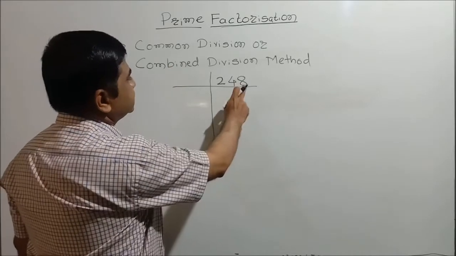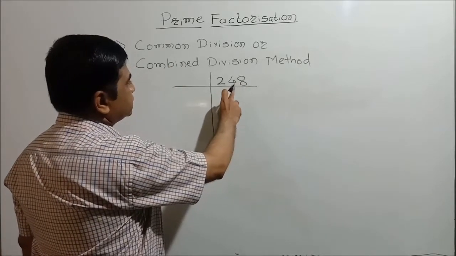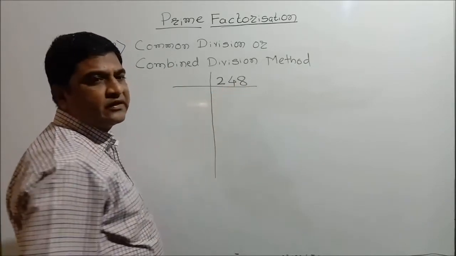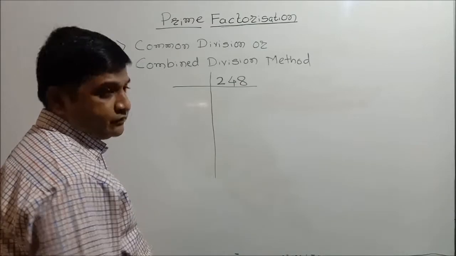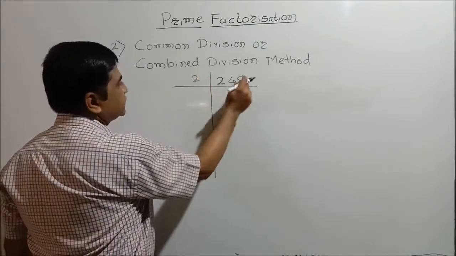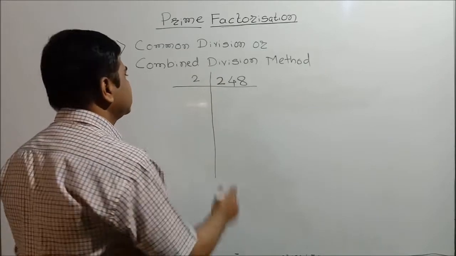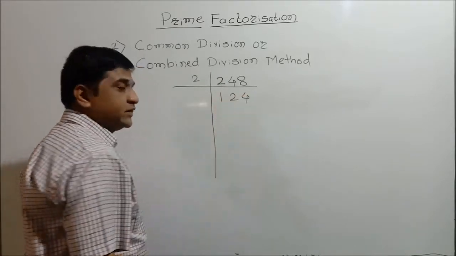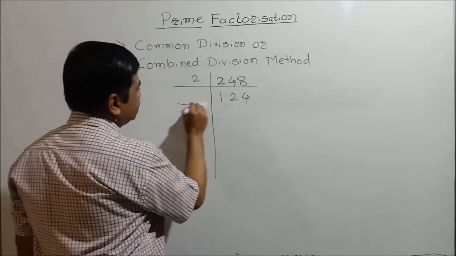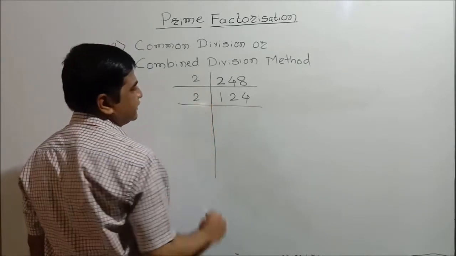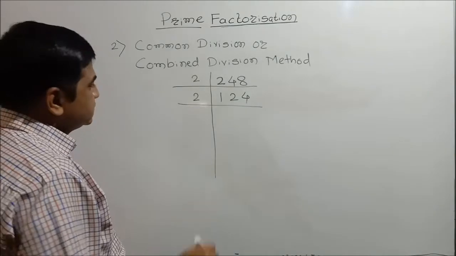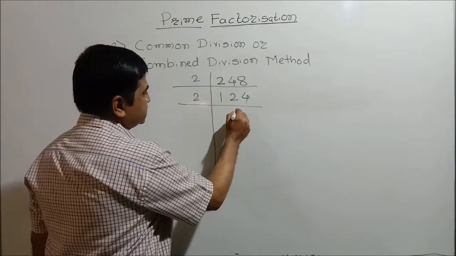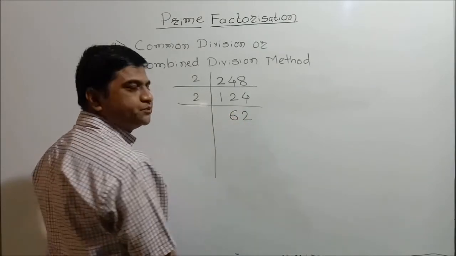Well, we'll see that 4 plus 2 is 6 and 8 will be 14, so it's not divisible by 3, but it's divisible by 2 because 8 is there and it's an even number. So I got in the quotient 124. Again 124 is an even number and is divisible by 2, so I am going to divide 124 by 2 and I got 62 as a quotient.